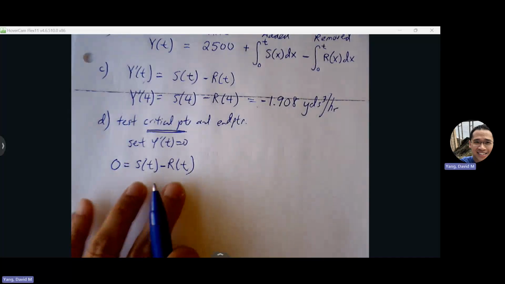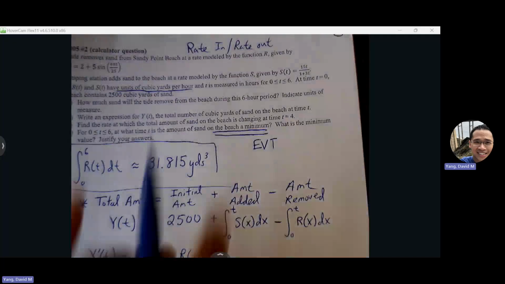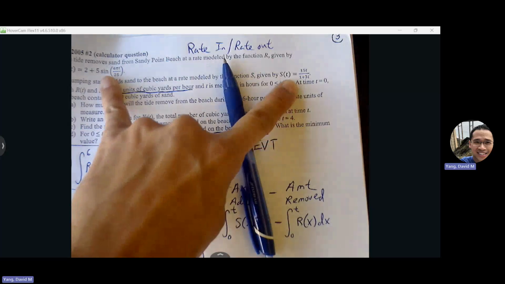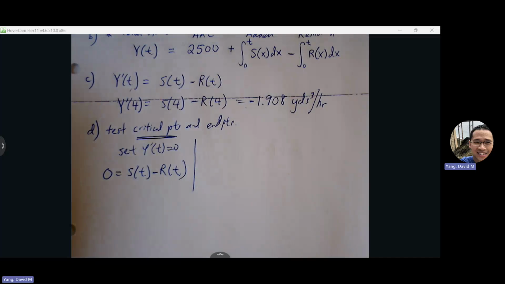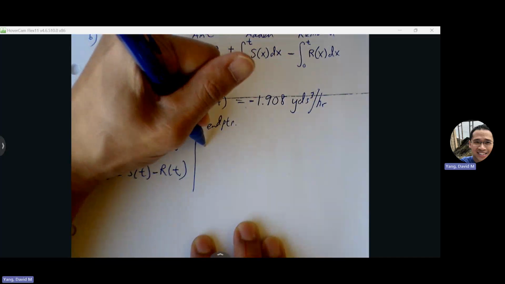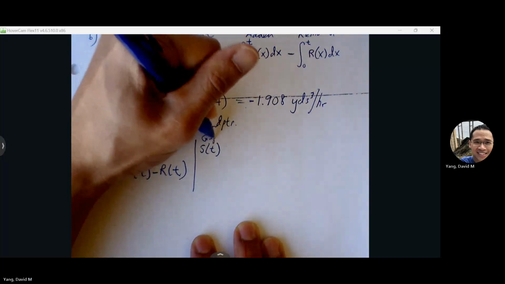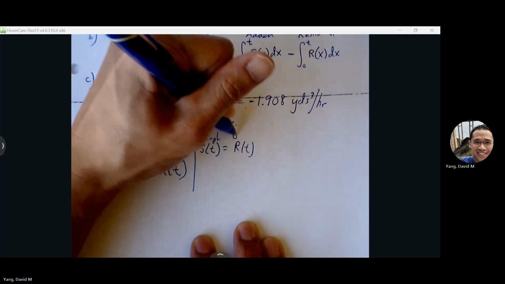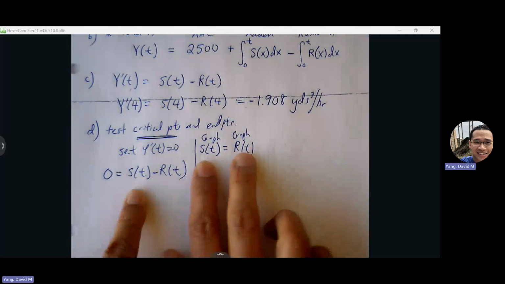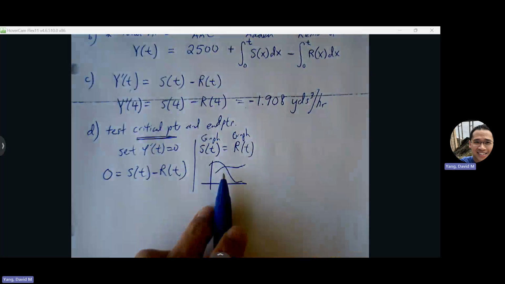And again, we're going to use the calculator for this, because if we try to set s of t equal to r of t, that's going to be a hard equation to solve by hand, trying to figure out what t is once we set these equal to each other. So there are two ways to do this, and you can choose which way you want, but I have a preference. One way is you can graph s of t and r of t, and then you can look to see where they intersect.